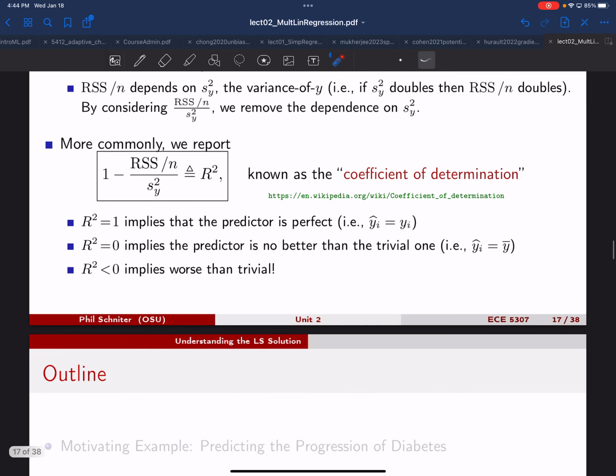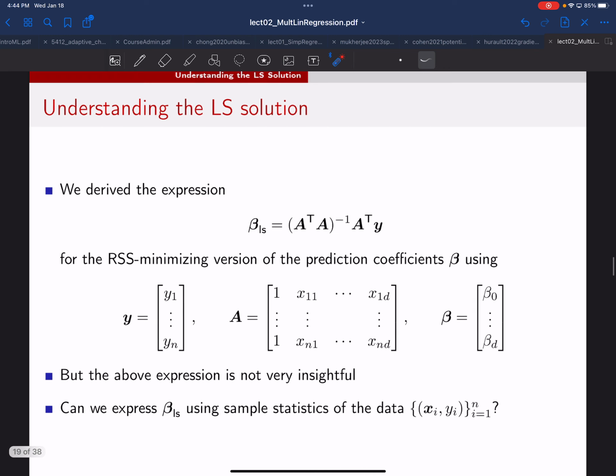Okay, so we saw all that before. Now let's, again, pause to reflect on what we've done. This is the expression we derived. The problem with this expression is it's really hard to tell what's going on here. We have this matrix A that involves our training features, but it also involves this column of ones. A is used in a pretty complicated way to arrive at the least squares solution. At least for me, it's really hard to get an intuition about what about our features is important or not important in prediction.